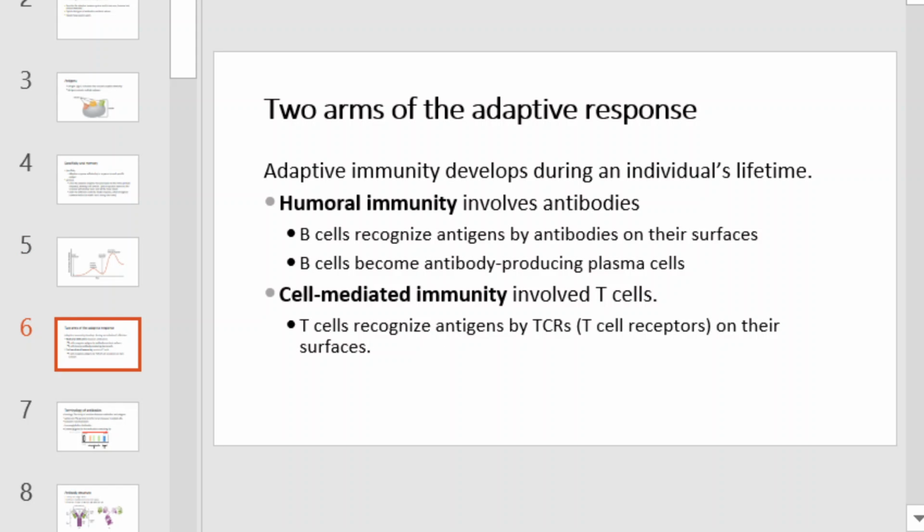The two arms of adaptive response. Adaptive immunity develops during an individual's lifetime. Humoral immunity involves antibodies, while cell-mediated immunity involves T cells. In humoral immunity, B cells recognize antigens by antibodies on their surfaces. The B cells become antibody-producing plasma cells. In cell-mediated immunity, the T cells recognize antigens by TCRs, or T cell receptors, on their surfaces.